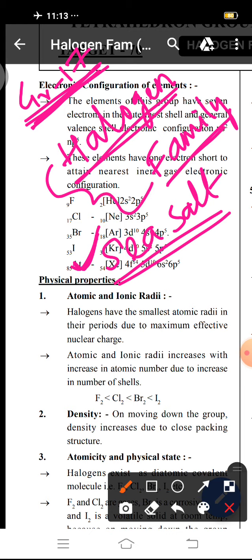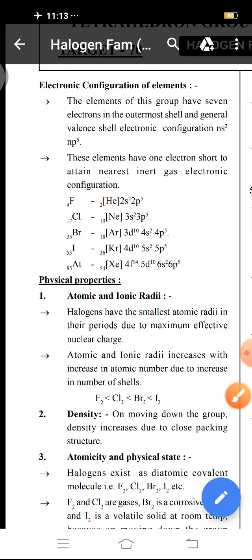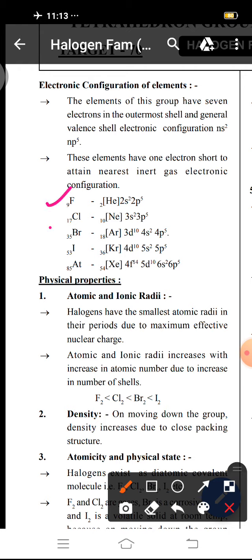Let us know what members are present in the halogen family. In the halogen family, there are fluorine, chlorine, bromine, iodine and astatine. These 5 elements are present in group 17.